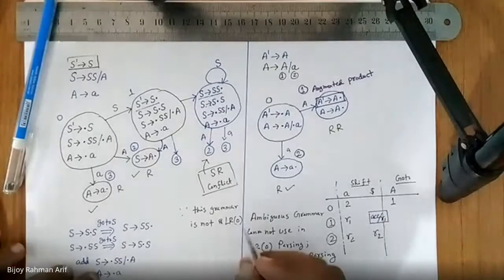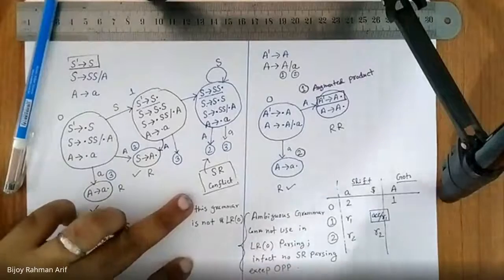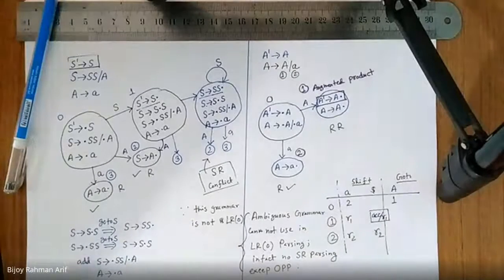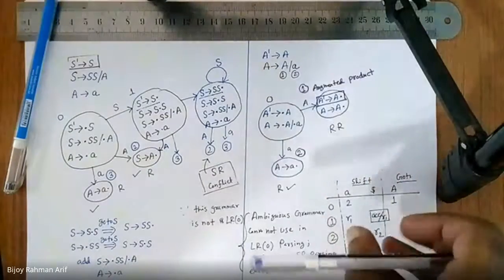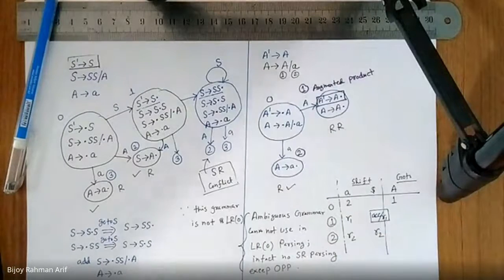So why is this happening? What do you think? What is the reason behind that? Ambiguous grammar cannot be used in LR0. In fact, no SR except OPP. If we can really create this kind of table, then what's wrong? Why can't we use that? What's the problem?